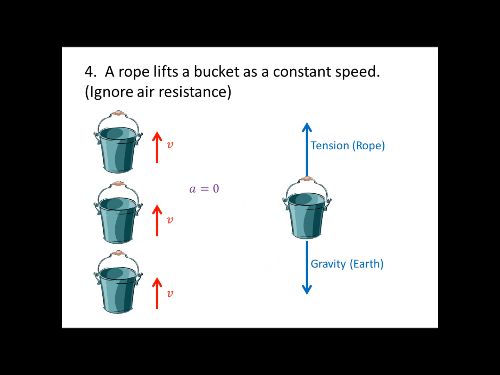Number four, a rope lifts a bucket at a constant speed. My motion diagram, the buckets are evenly spaced, acceleration is zero. The two forces acting on this bucket are gravity from the Earth, and there's a force that we refer to as tension. Whenever you talk about the force from a rope, we label that as tension, and a lot of times we just use a capital T for that.